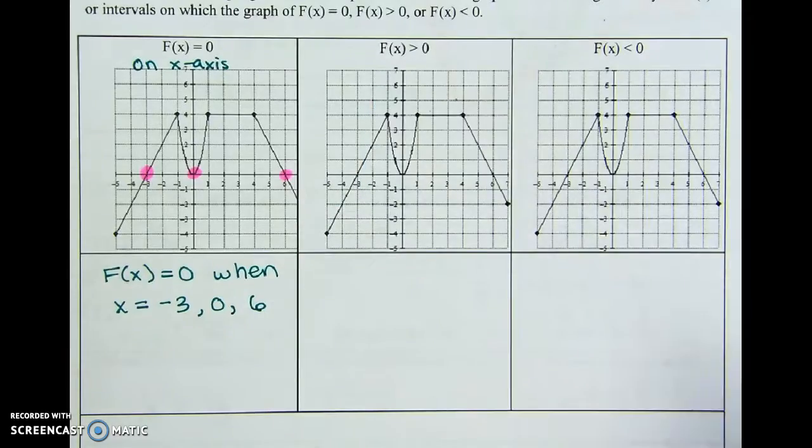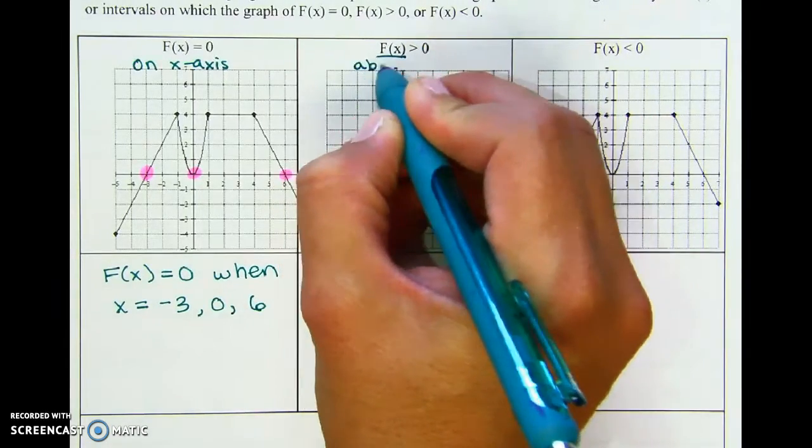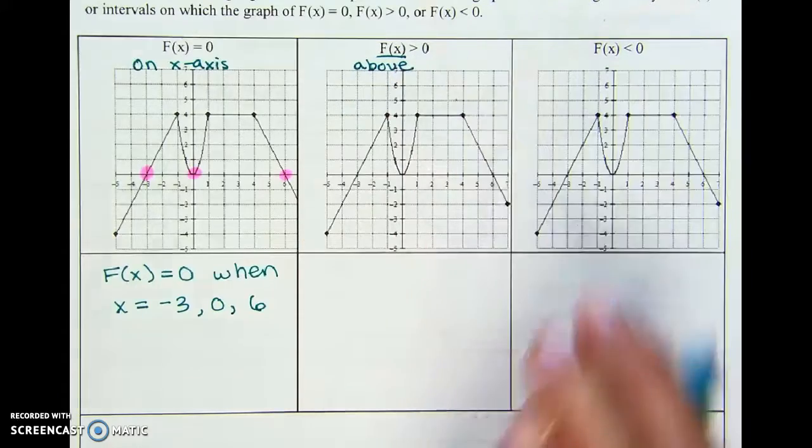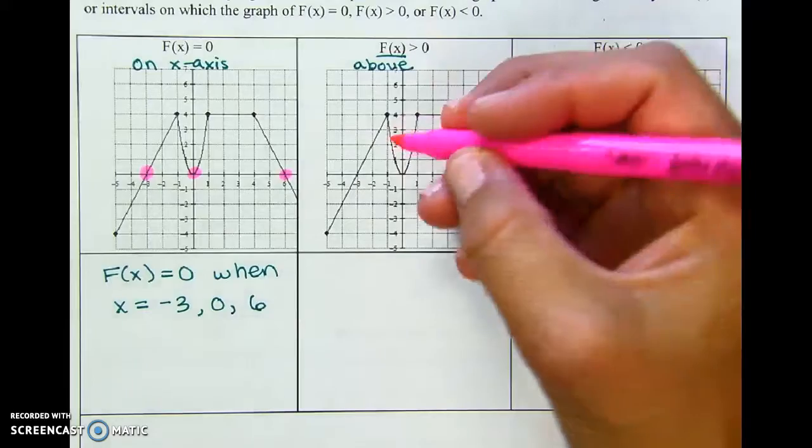Where is the function? Now, what does this mean? If f of x is greater than 0, this means above. So this is not going to be single points now. This is going to be many points. So to write many points, we're going to write intervals. Okay, I'm going to highlight here.